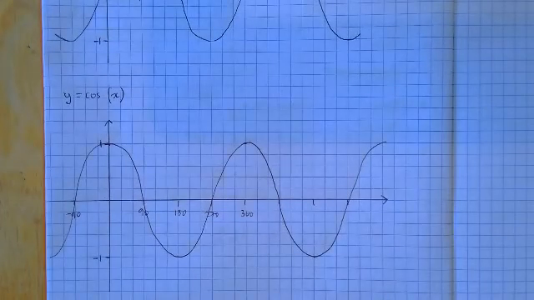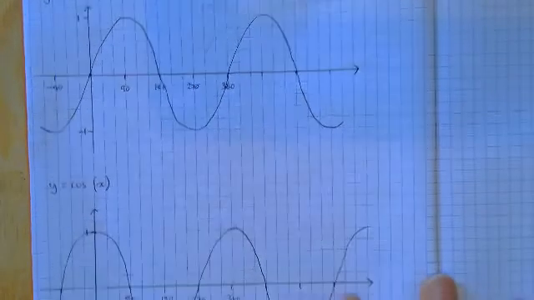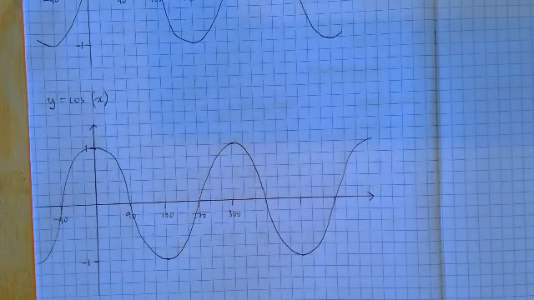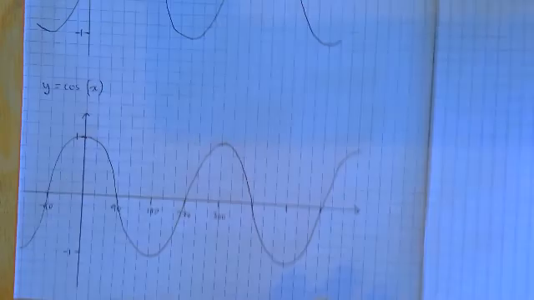Okay? So you'll see that these two graphs are really, really similar. In fact, if you pick up the cos graph and bump it along, you'll get the sine graph. So one is a translation of the other. You could say that sine is a translation of cos, or you could say that cos is a translation of sine. For now, I just need you to learn these graphs. Okay, that is a perfectly valid GCSE question. Just draw the graphs. Okay, right.